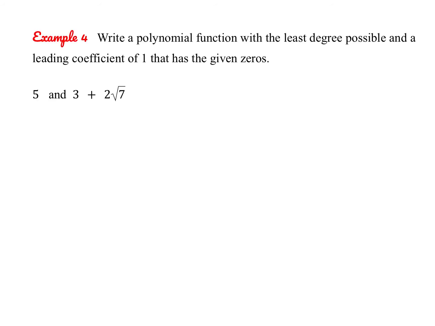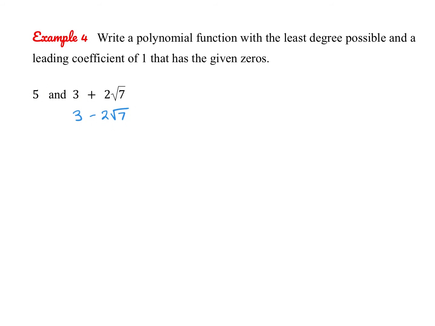All right, so let's try one of these together. We're going to be writing the polynomial function with the least degree possible and a leading coefficient of 1 that has these given zeros. We're told that one of the zeros is 5, and then one of the zeros is 3 plus 2 root 7. Well, we know that if one of the zeros is 3 plus 2 root 7, we also have the second zero, or our third zero, I guess in this case, of 3 minus 2 root 7. And that's the irrational root theorem. So there are the 3 zeros that we know.